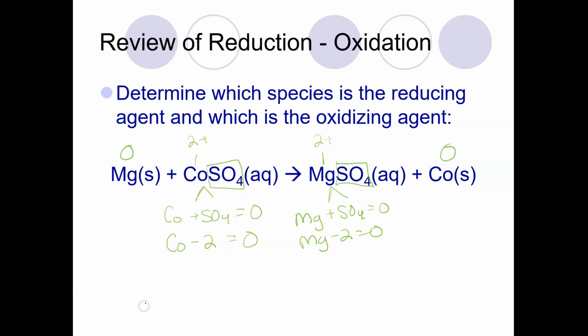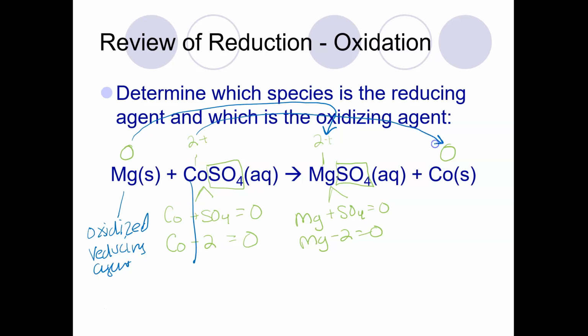So looking at oxidation numbers, magnesium and cobalt were the two that changed. Magnesium went from a 0 to a 2+, so it became more positive. So it was oxidized, making it the reducing agent. Cobalt went from 2+ down to 0, so it became more negative. So it was reduced. So it's the oxidizing agent.